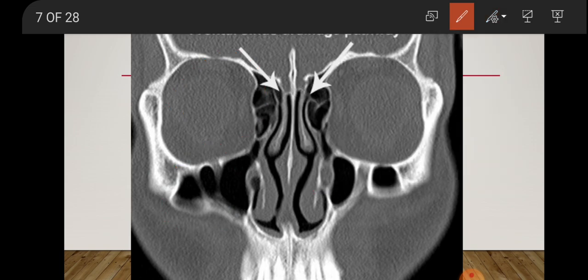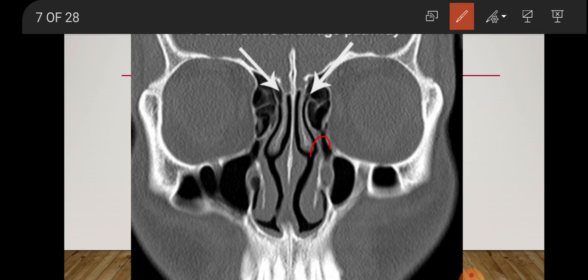Okay. So this frontal air sinus drains into the anterior end of the infundibulum of the middle meatus via the frontonasal duct. The frontonasal duct begins at the opening of the sinus, which is in the floor of the frontal sinus, and it opens into the anterior end of the infundibulum of the middle meatus.